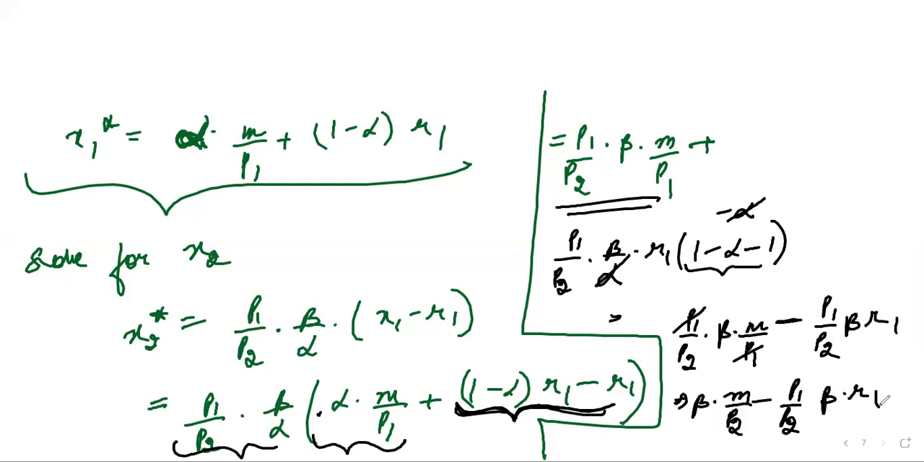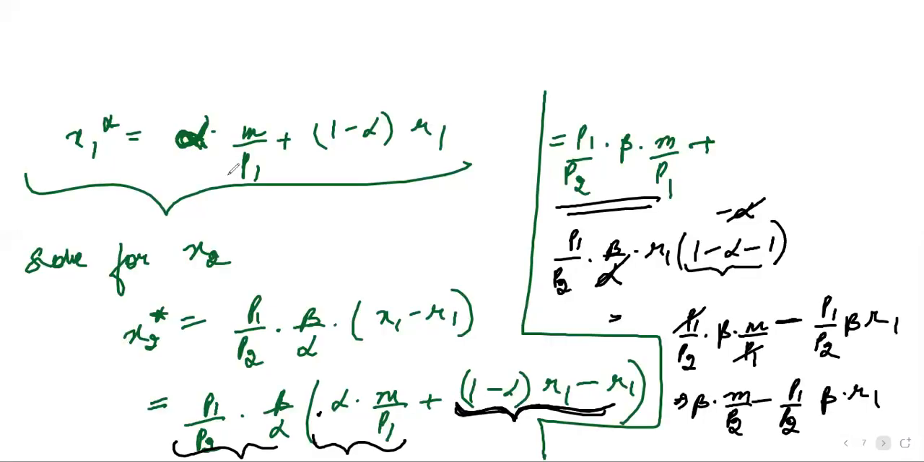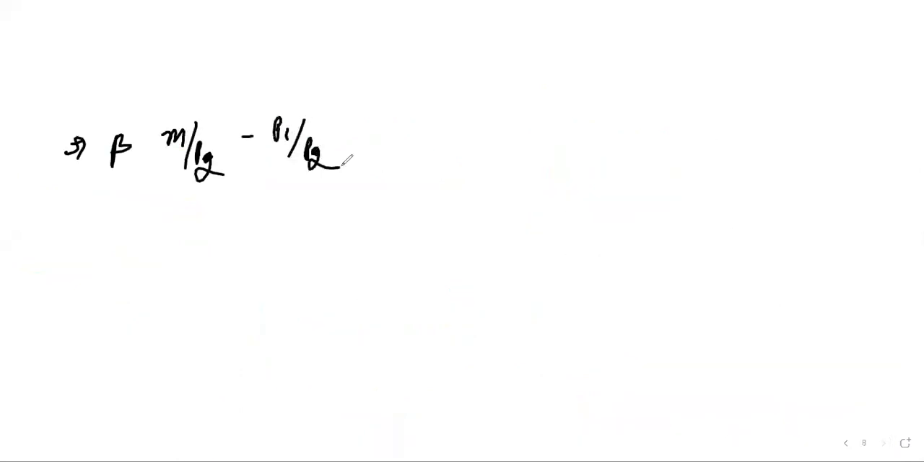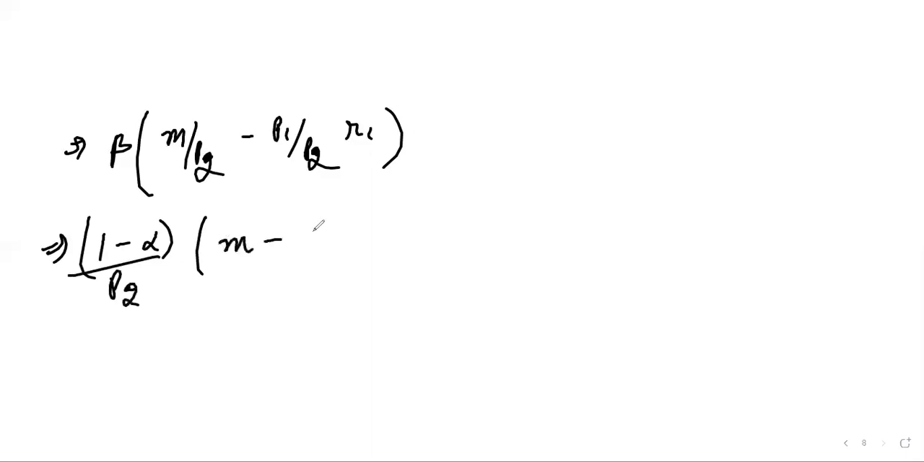You know what you can also do is write it like this. Instead of beta, I can take beta common. If I take beta common, I'll get M by P2 minus P1 by P2 into R1. And instead of beta, I can actually write this as 1 minus alpha, so that I have both x1 and x2 in terms of alpha. So 1 minus alpha, I can also take P2 common, and I'll be left up with M minus P1 R1. Okay, I will also interpret this shortly in the next video.